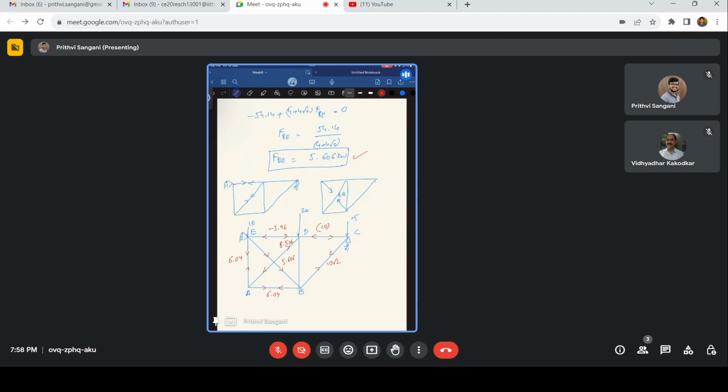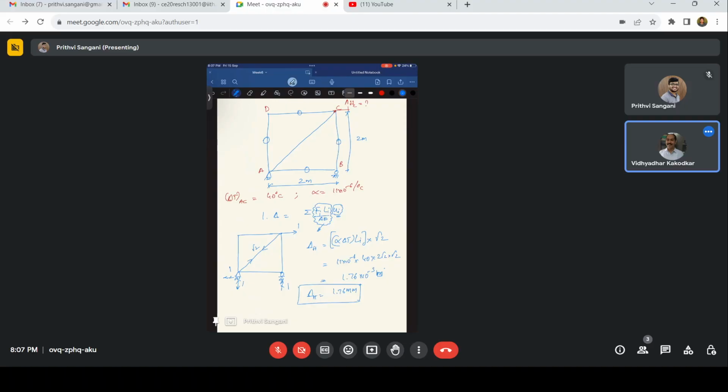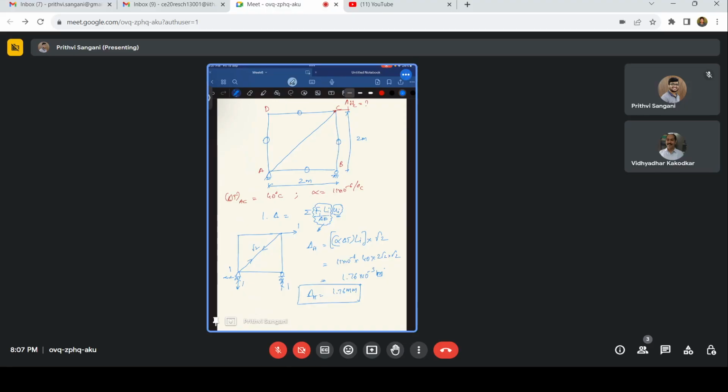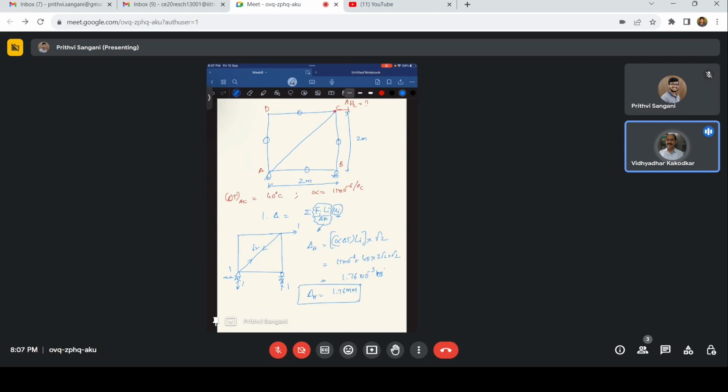So, any questions on this? How to convert it into the force developed? Force developed in the member? Yeah, this will be an additional force. Additional force will develop in the member AC.